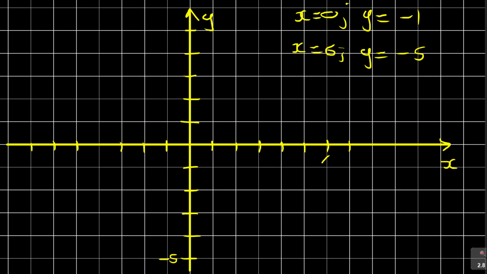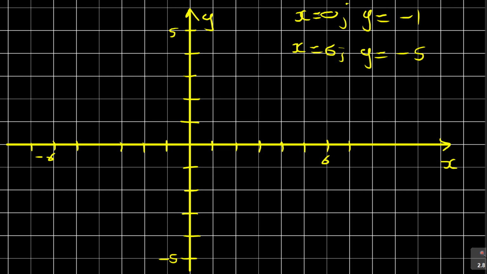This is 6. I'm not doing much on it. This is 1, 2, 3, 4. This is a 5. This is 1, 2, 3, 4, 5. This is a 6. This is minus. I'm just doing this quick. You can just fill it up, of course, with everything.